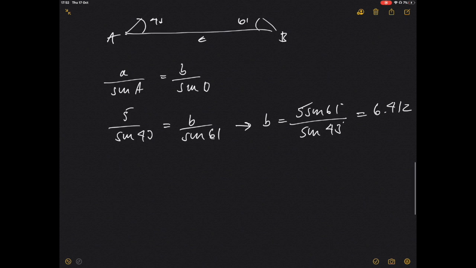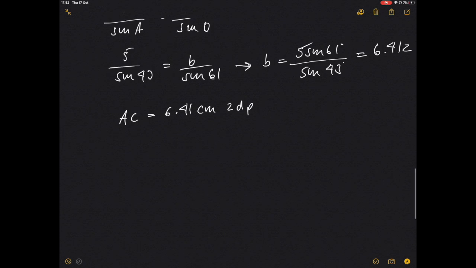So the answer would be AC equals 6.412 centimeters to 2 decimal places. Okay, so that's quite a simple case. But as I mentioned, there's always a more difficult case which we can have. So what happens if we have something that looks a little bit like this?